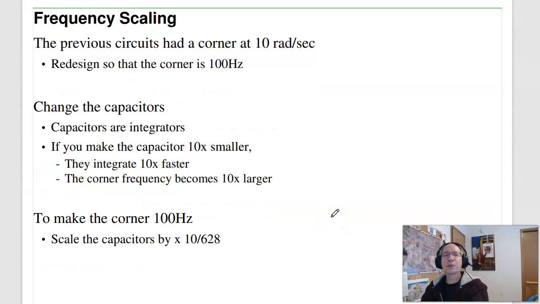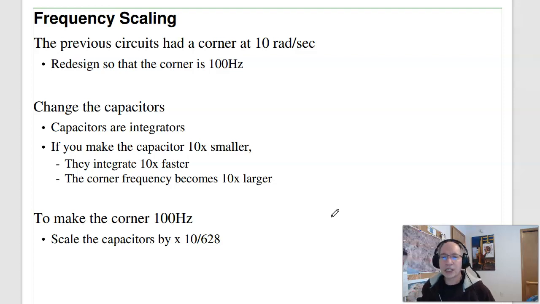One thing to note about these filters. The filters that we designed had a corner at 10 radians per second. Suppose I want to redesign it so the corner is at 100 Hertz. Well, one trick to doing that is as follows. Capacitors are integrators. If I make the capacitors 10 times smaller, I will integrate 10 times faster and respond to frequencies that are 10 times higher.